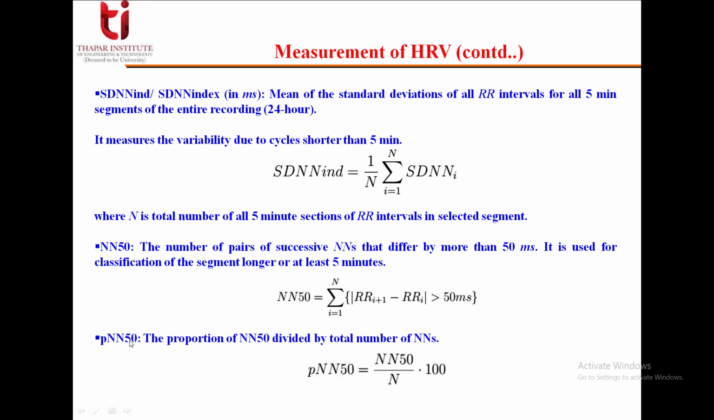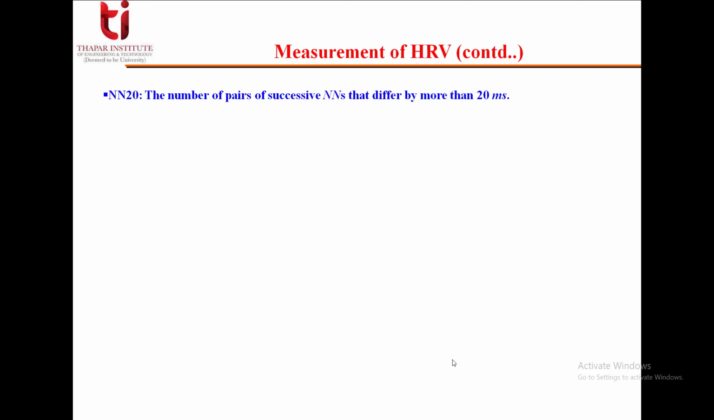Then we have PNN50, that is the proportion of NN50 divided by the total number of NNs. So it is NN50 divided by N, into 100. Then we have NN20. It is the number of pairs of successive NNs that differ by more than 20 milliseconds. Again we have PNN20, that is the proportion of NN20 divided by the total number of NNs.